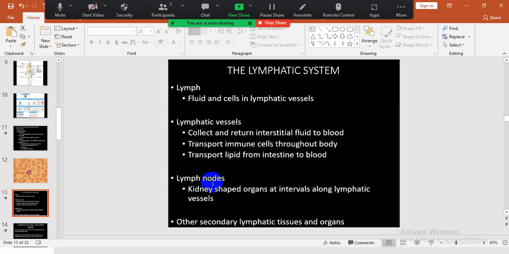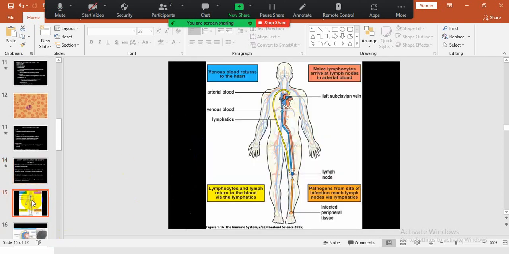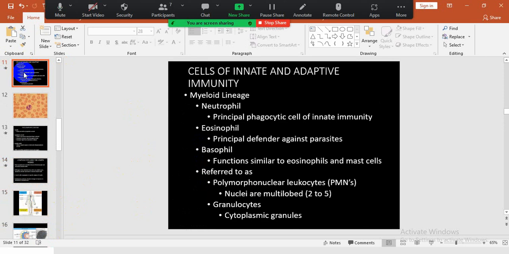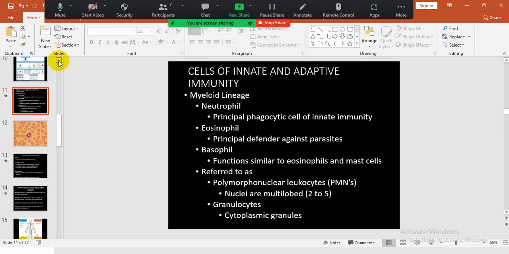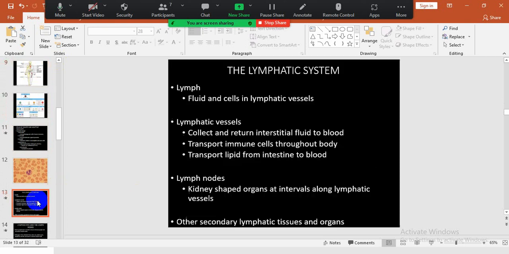We have the lymph nodes. The lymph nodes are kidney-shaped organs at intervals along lymphatic vessels. Let's see them. So let's go to the lymph nodes. You can see there's a lymph node here. Let's go back so that you can see the lymph nodes well. So these are the lymph nodes. You can see them. The adenoid, the tonsils, lymph nodes all over. These are lymph nodes.